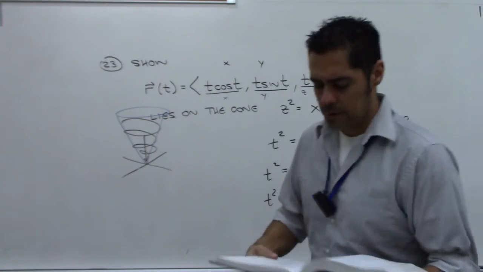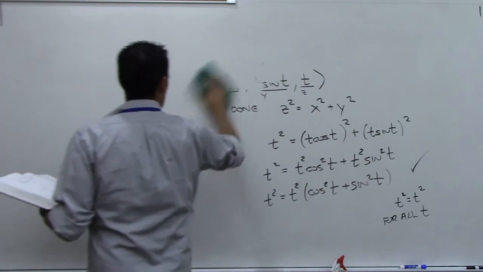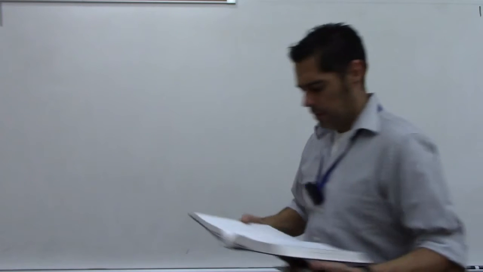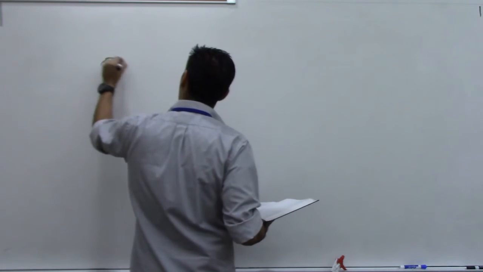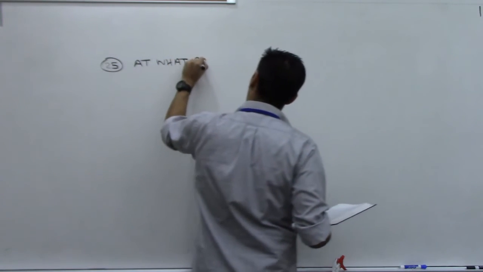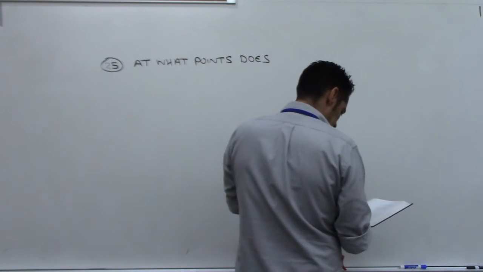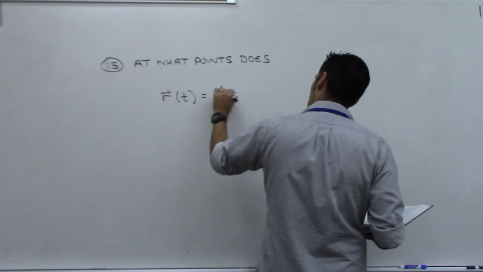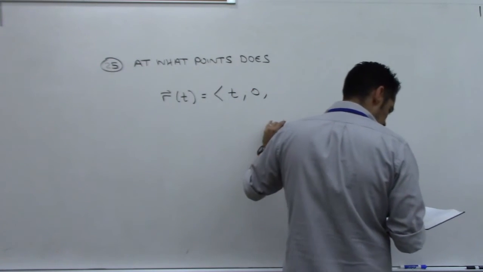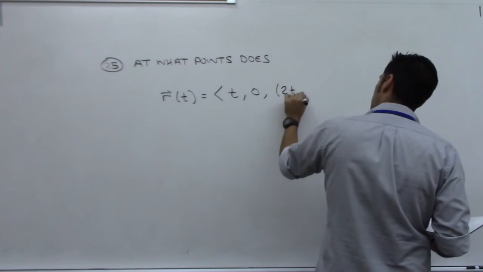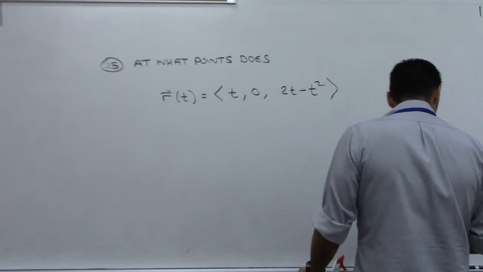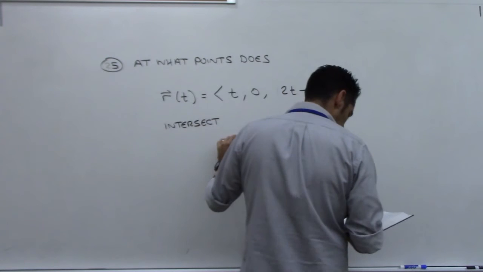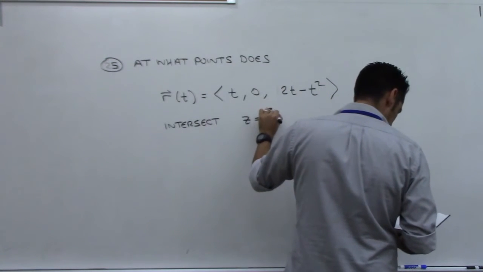Okay, so at what points does the curve r of t equals, again I'm going to the vector form, t, I don't see a j in here, so 0, and then 2t minus t squared, at what points does this curve intersect the paraboloid z equals x squared plus y squared?